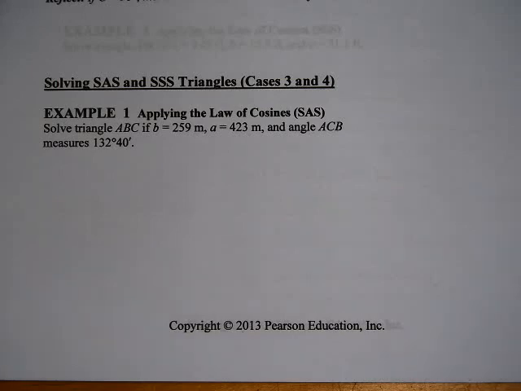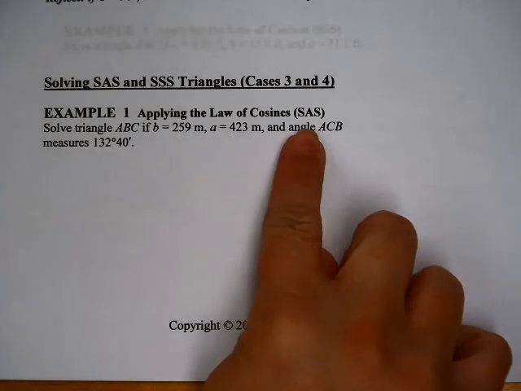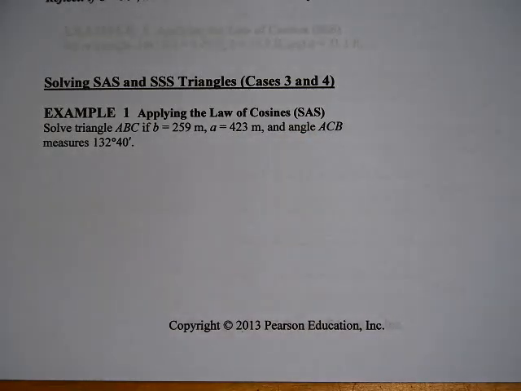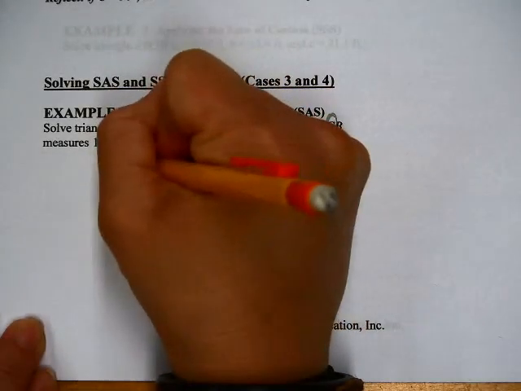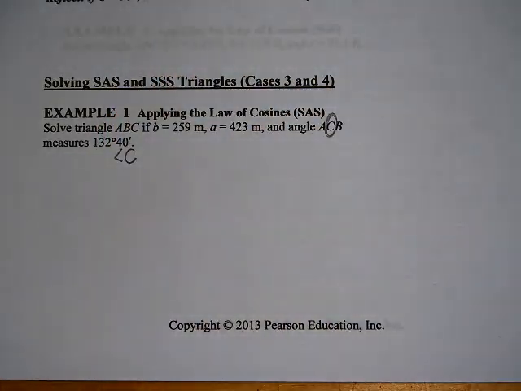All right, so here we go. Example 1. You'll notice that it is side, angle, side. We're given little b, we're given little a, and it says that angle ACB measures 132 degrees and 40 minutes. If they're giving us angle ACB, what angle are they giving us? C, because whatever's in the middle, that's the angle they've given us, okay? So this is angle C.